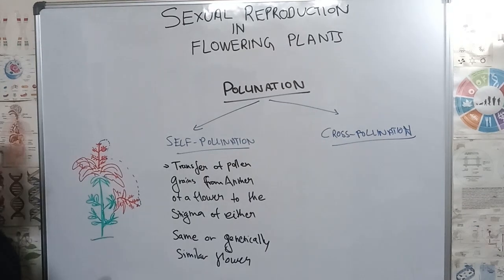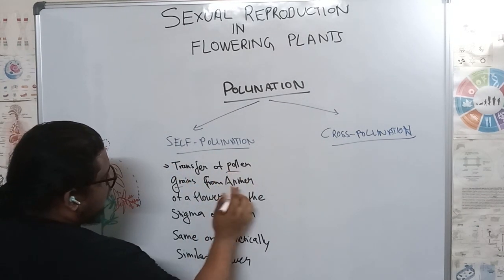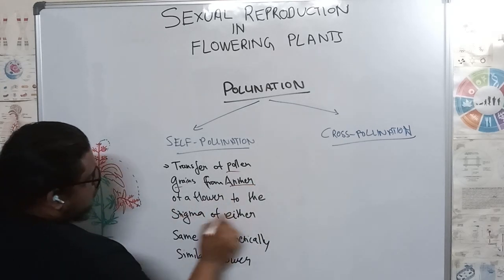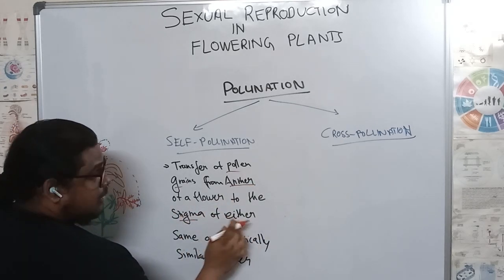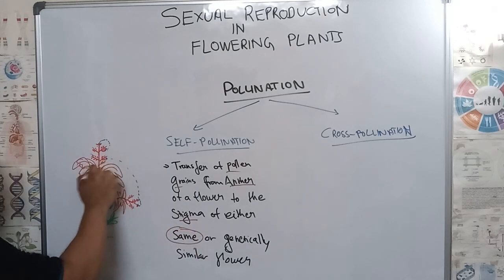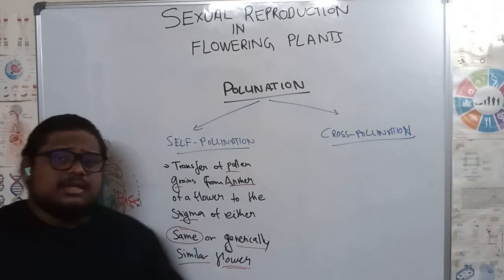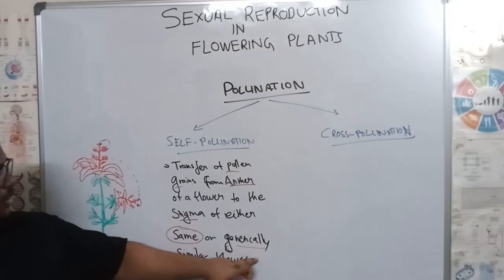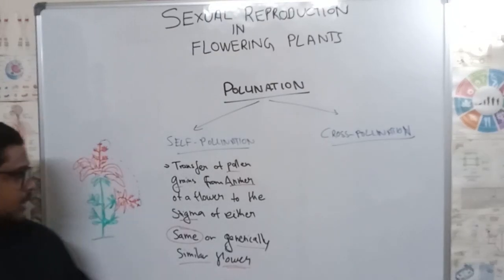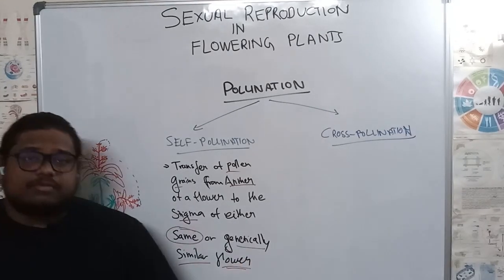We can say that self-pollination is the transfer of pollen grains from the anther of a flower to the stigma of either the same flower, which was here, or a genetically similar flower. There is a question: what does this word genetically mean? What does it mean to transfer to a genetically similar flower?